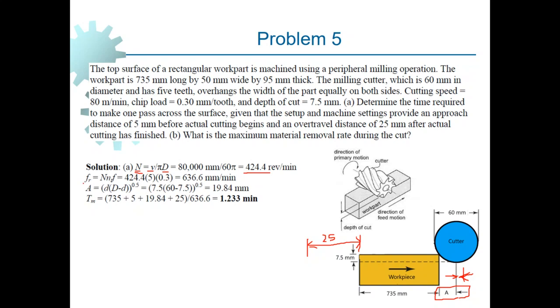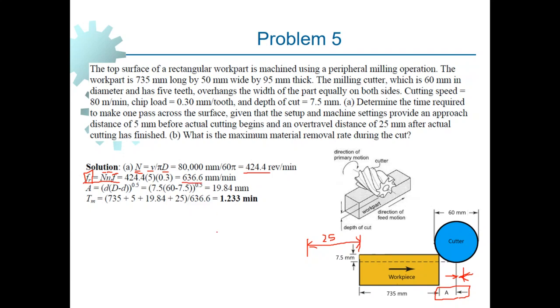Then, by making use of the equation on the equation sheet, we can easily compute feed rate, because feed is given, which is chip load. Chip load is given. Number of cutting teeth, or NT, is given, and N is just computed. So we can compute feed rate accordingly, and that comes to this much. Now we have feed rate computed.